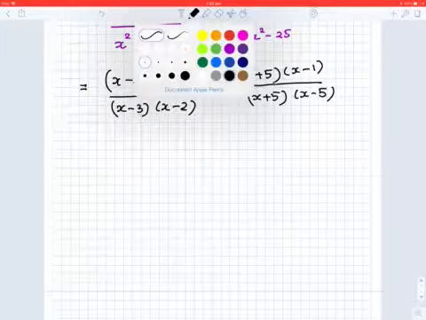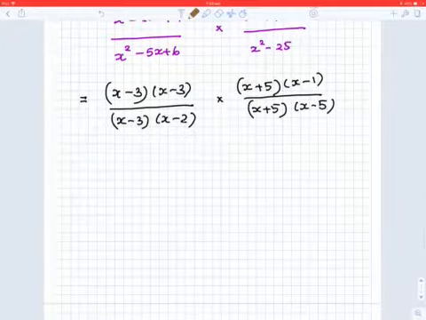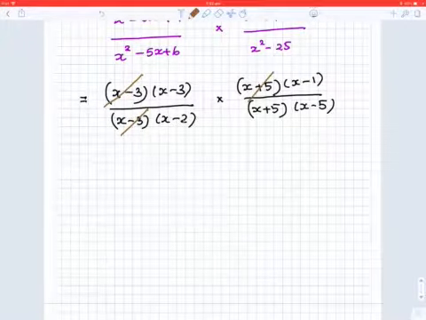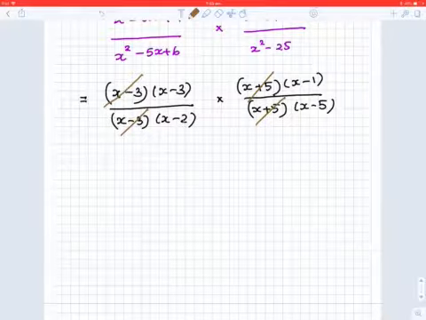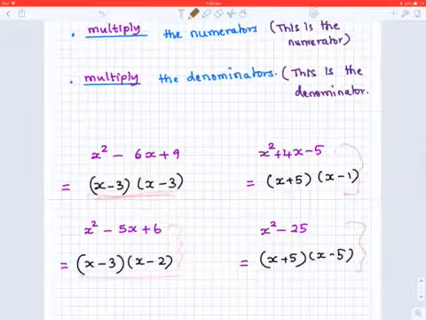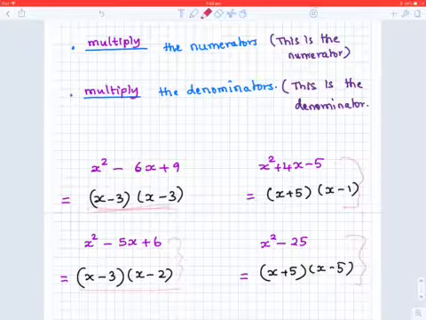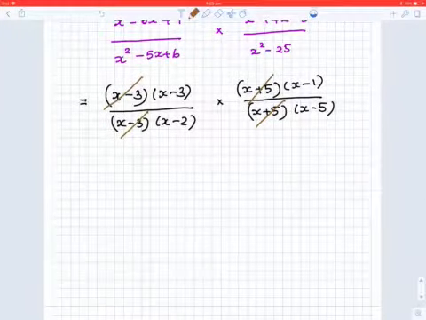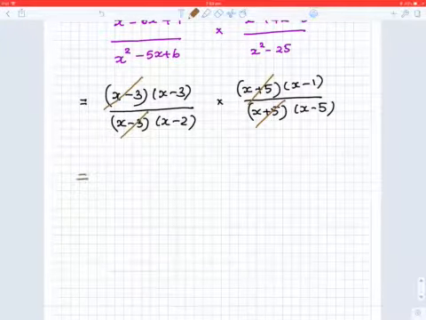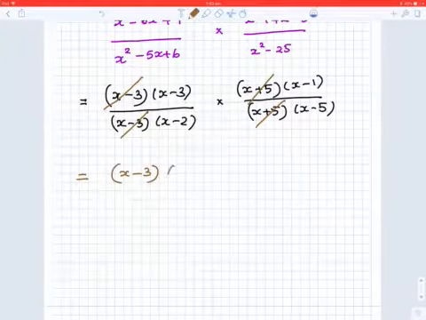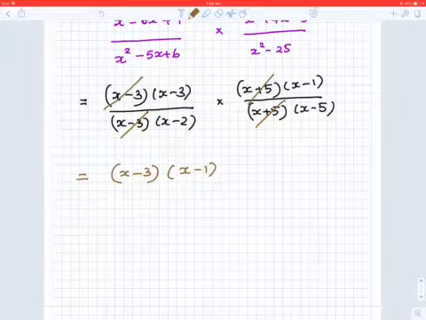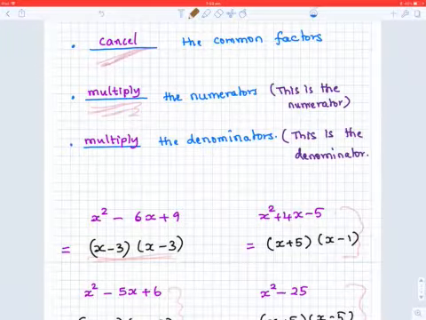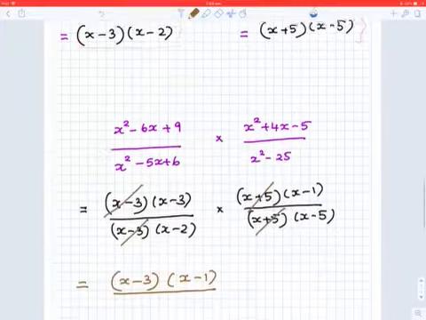Cancel the common factors. So I'm going to cancel the common factor. Now x minus 3 and x minus 3 get cancelled. Here x plus 5 and x plus 5 get cancelled. The next step is multiply the numerators. So now the numerators are x minus 3 times x minus 1, divided by multiply the denominators.